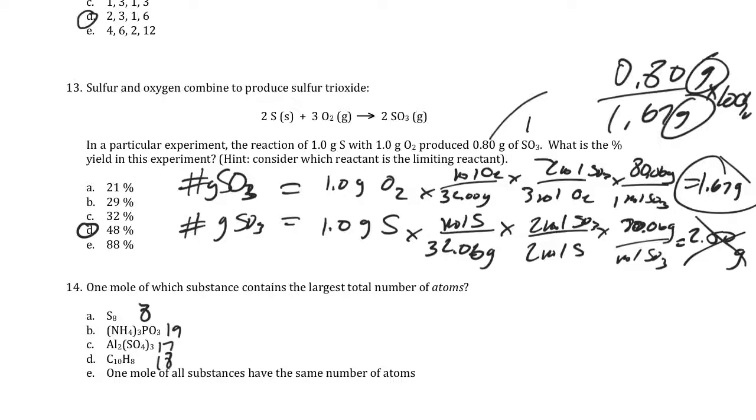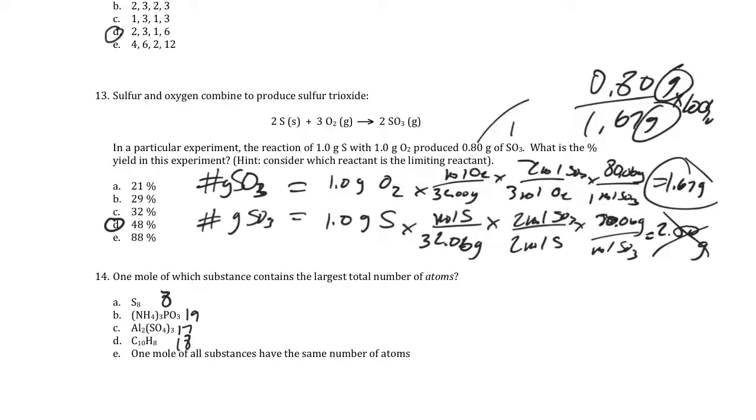So a mole of the substance with the most atoms in the formula would contain the most total atoms, so that would be B. A mole of all substances don't have the same number of atoms, they have the same number of particles of whatever that substance is. So we have a mole of S8, we have an Avogadro's number of S8 molecules, and then each S8 contains 8 atoms. So we have 8 times Avogadro's number of atoms. We'd have way more atoms if we had 19 atoms per molecule or unit.